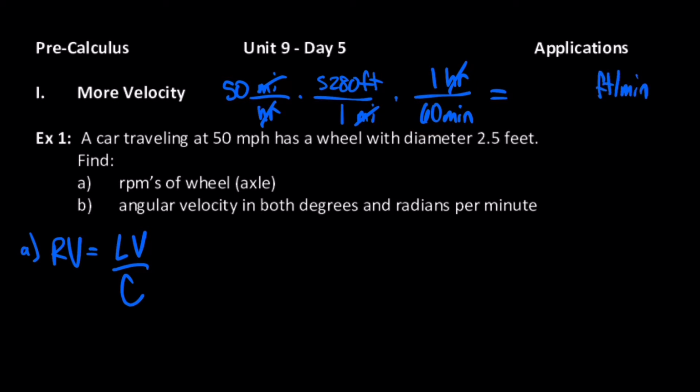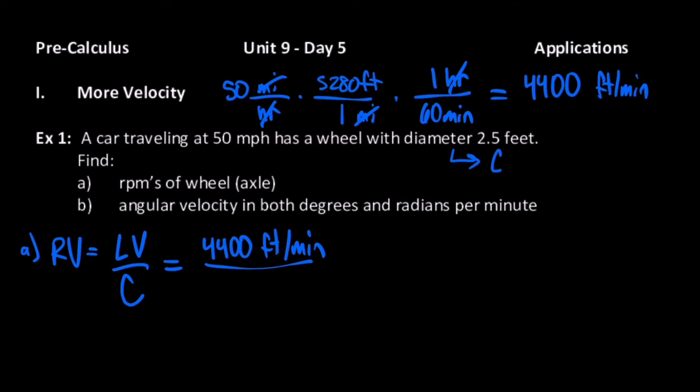All right, so let's see. Throw that into the calculator. I got 4,400 feet per minute. So now I can go down and do my rotational velocity. Linear velocity, 4,400 feet per minute. My circumference, C equals pi d. So the diameter is 2.5 feet. C equals 2.5 pi, and that would be in feet.